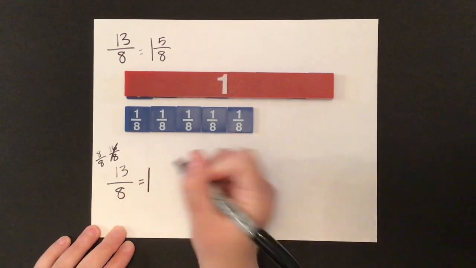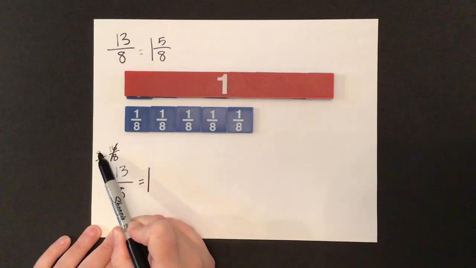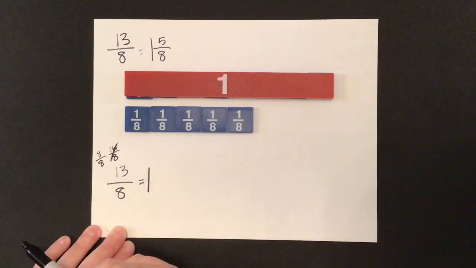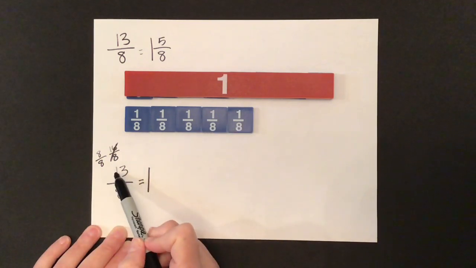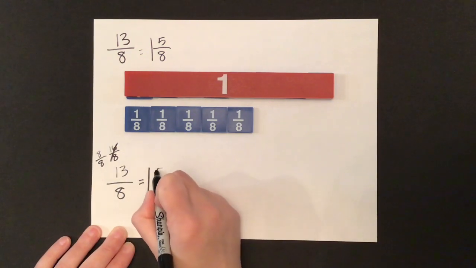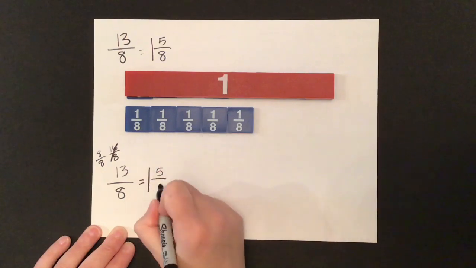And again, I'm going to try to figure out what the difference is so I can figure out these extra pieces. So find out what 13 take away 8 is. And that's a difference of 5, and we know that we're working with 8s. So 1 and 5/8.